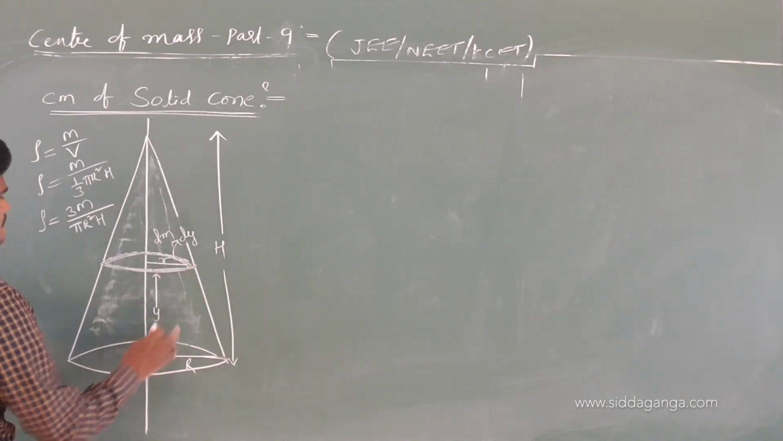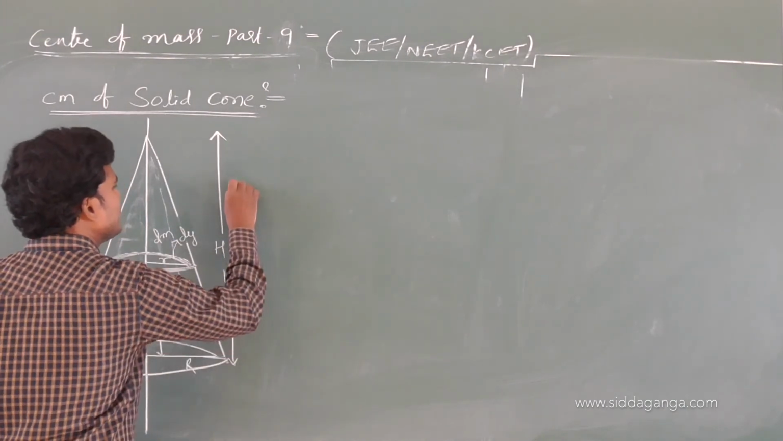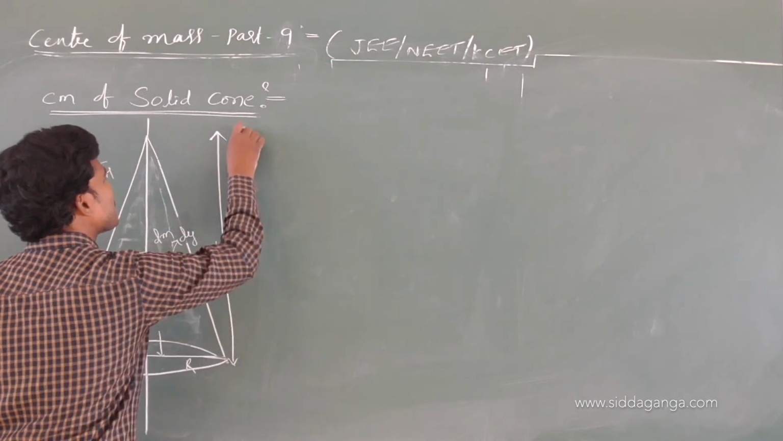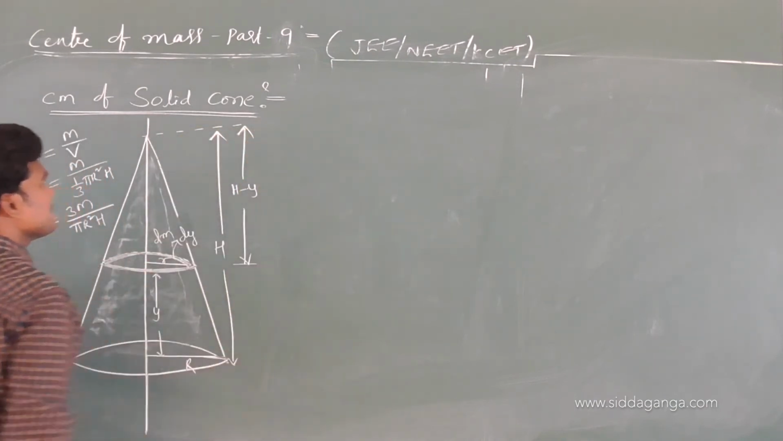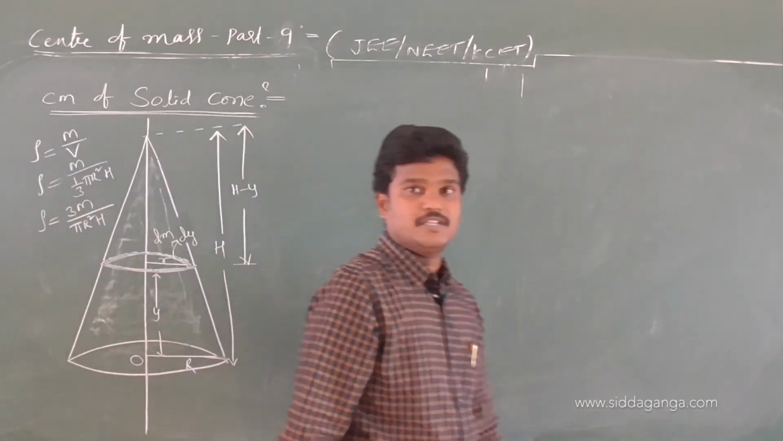If this is y, the remaining height from here is h minus y. Take this as O. Yeah, check it.